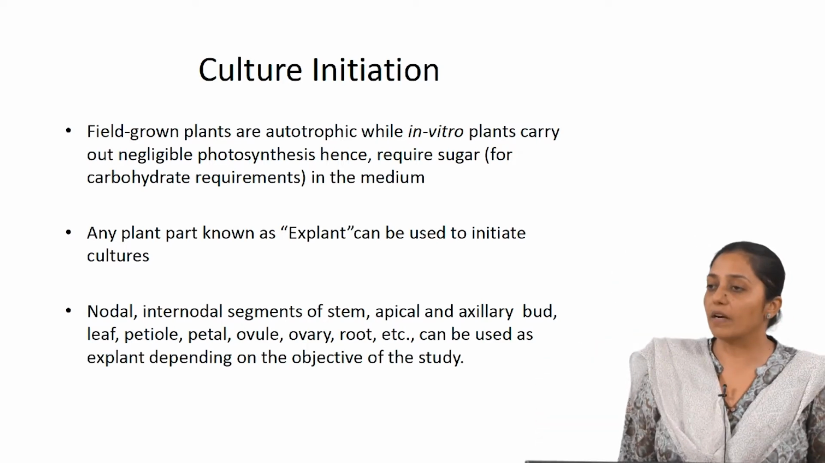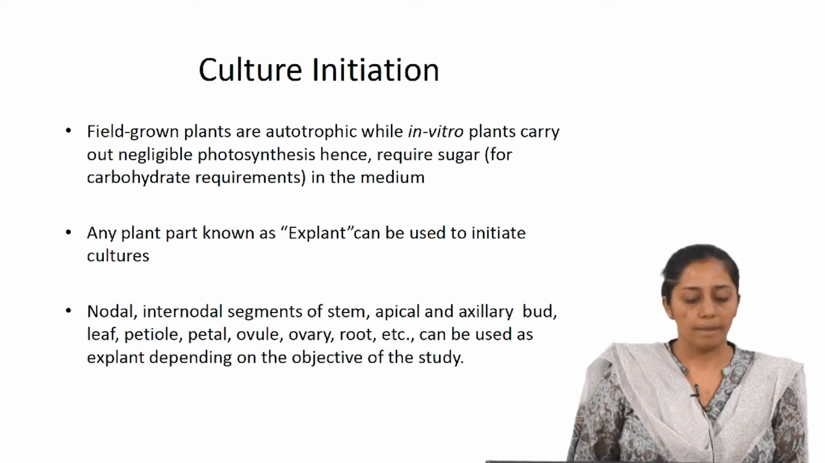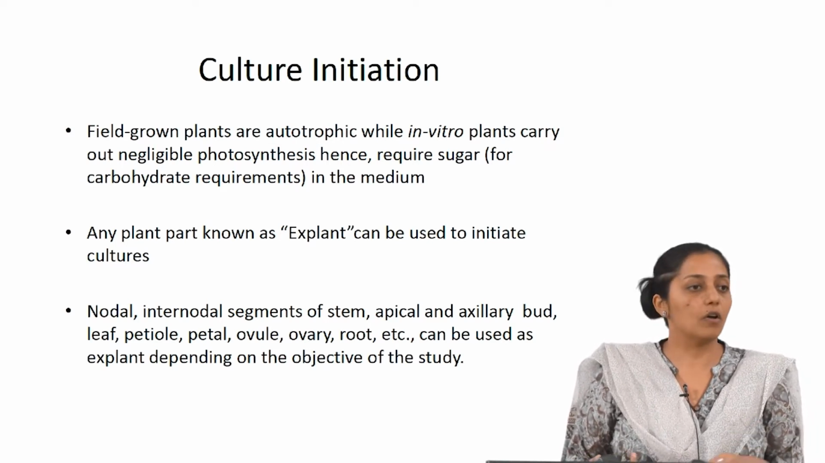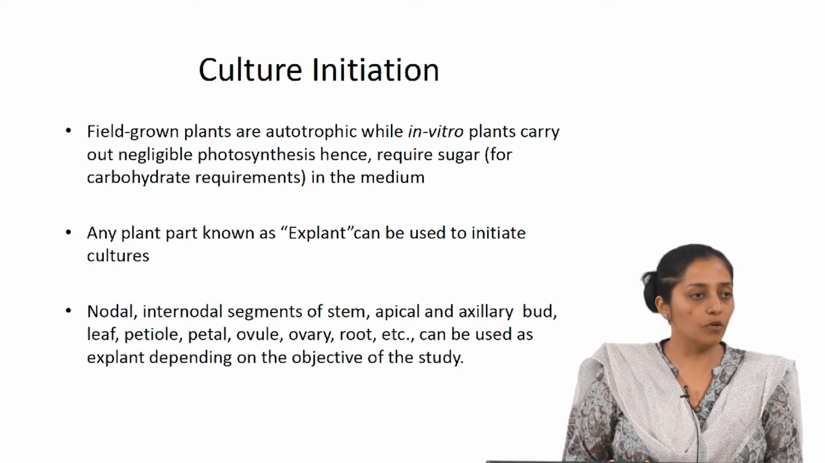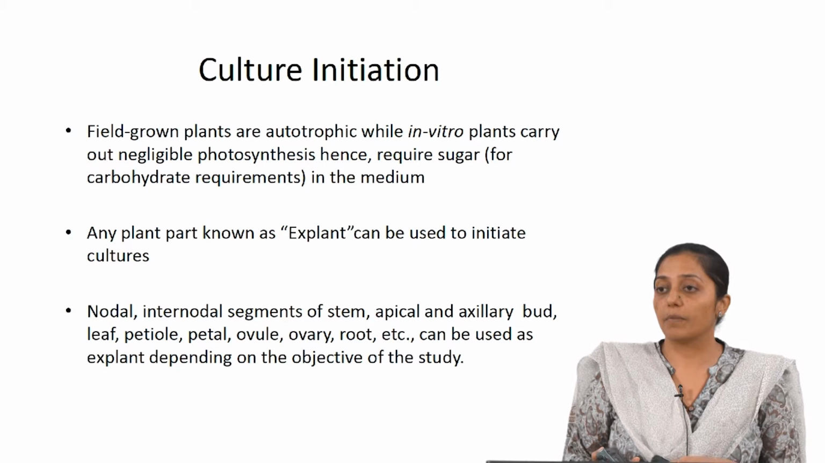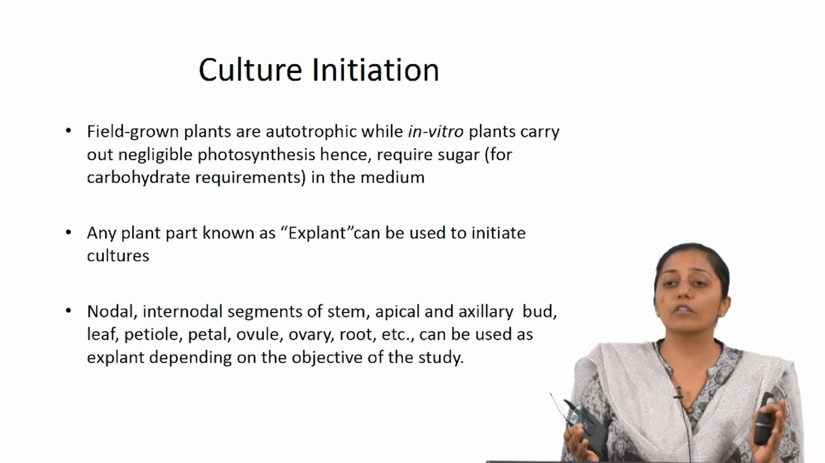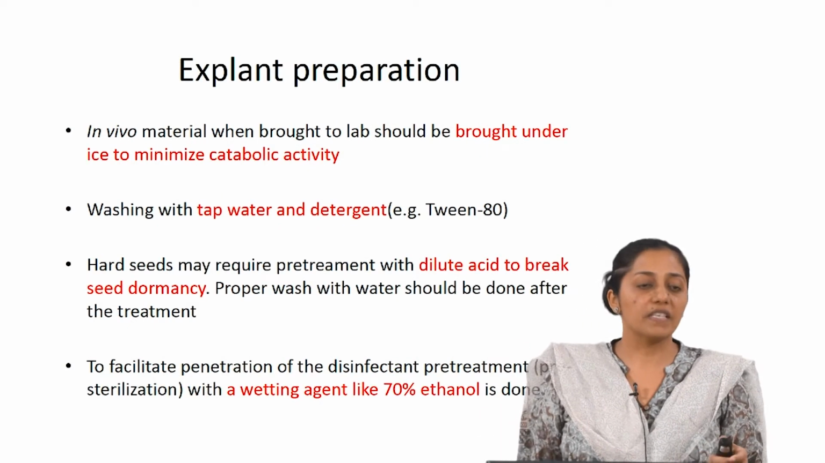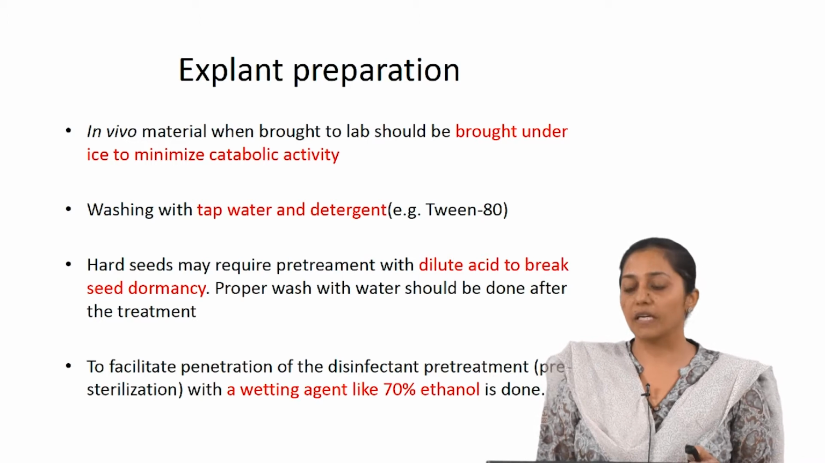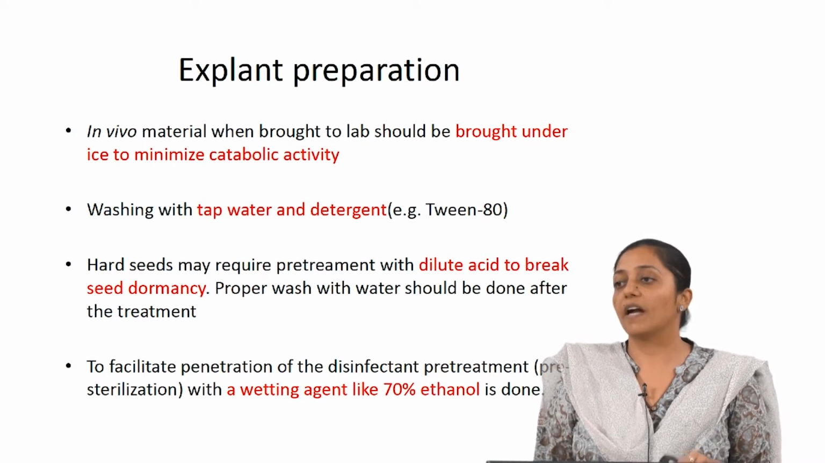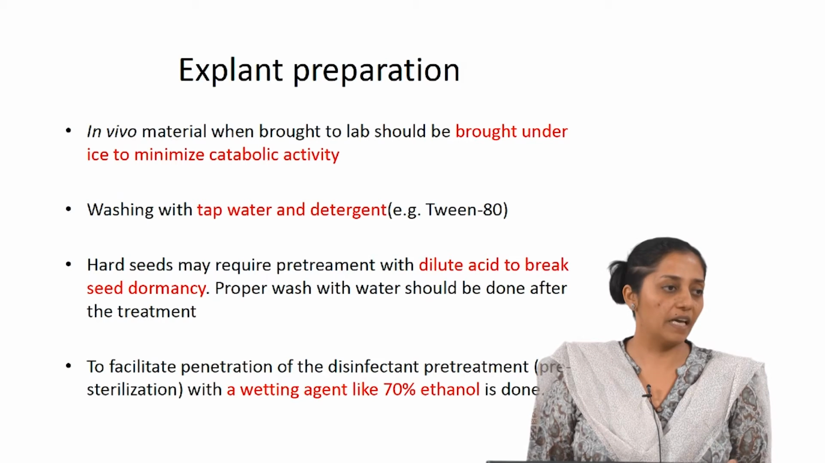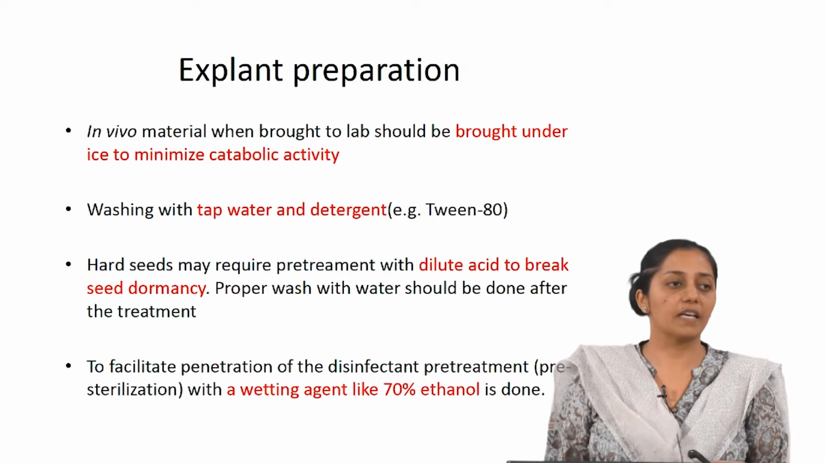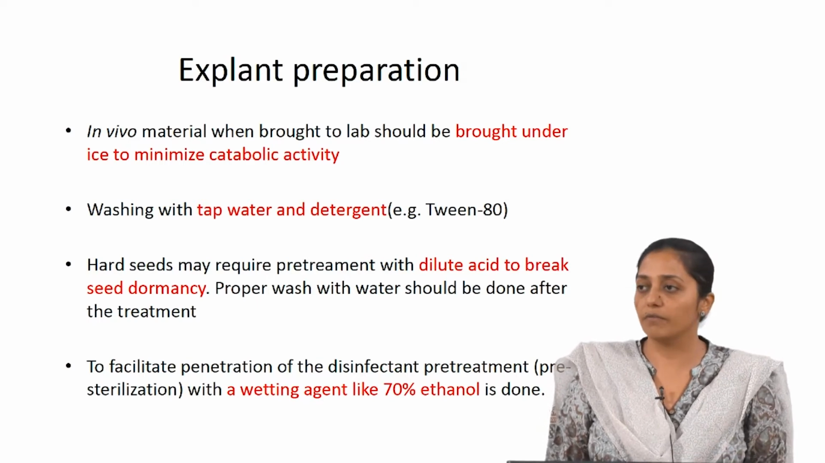Now what different parts of the plant can be used as explants? They can be nodal or internodal segments, apical or axillary meristematic regions, petioles, even flower petals, ovules, ovaries. So any part of the plant can be used effectively as an explant. How to decide which kind of explant to use? It also depends on what kind of in vitro culture you would like to carry out. We will see, when discussing different forms of in vitro cultures, which explants can lead to them.